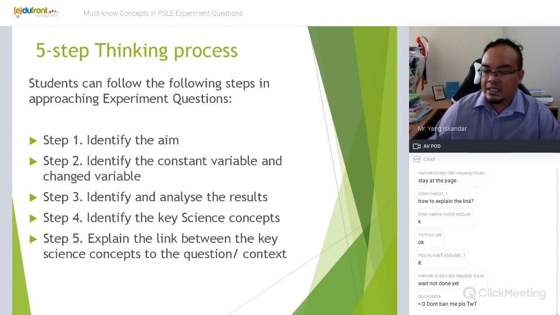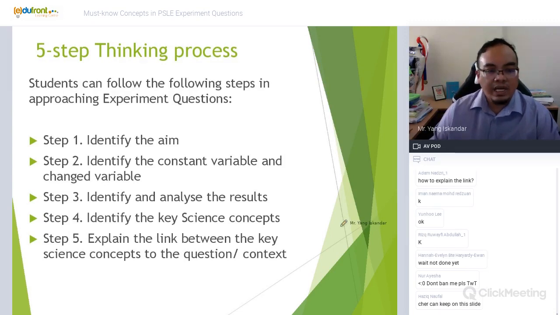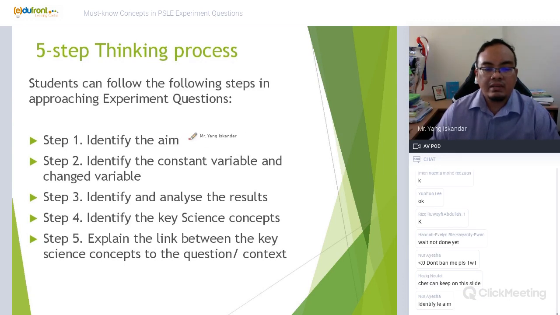So, what are the 5 steps when you see any experiment question? Very simple. By today, I want you to remember these 5 steps. Later, I will ask a few of you to answer. Step number 1, you need to identify the aim of the experiment.